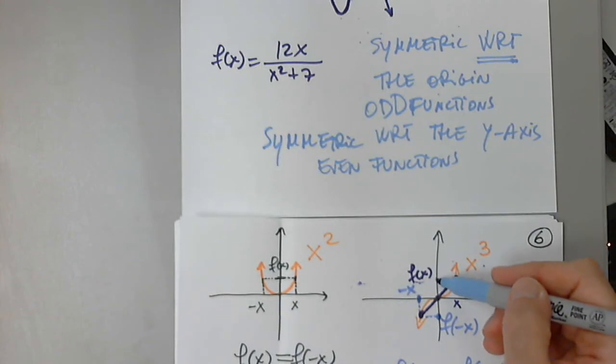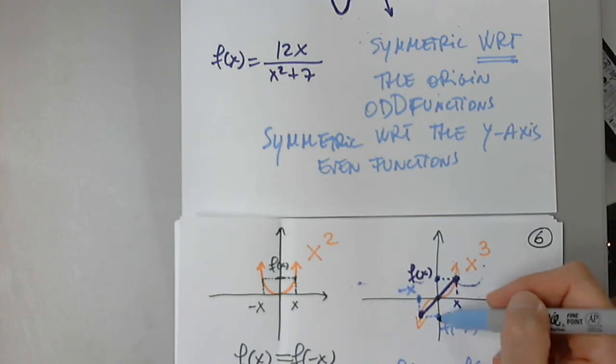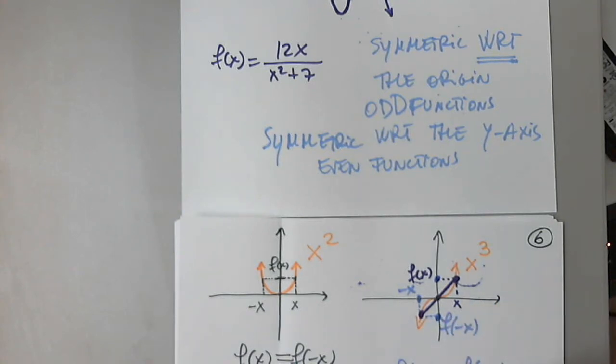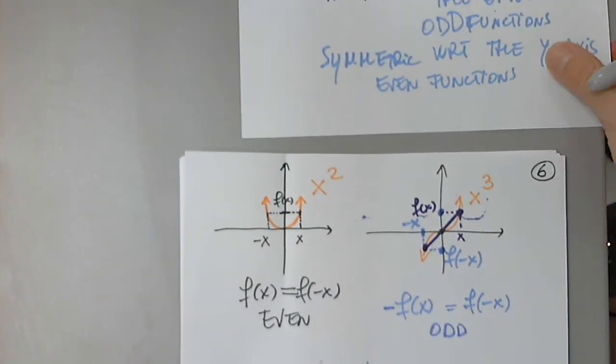So if this is 15, what is this? Negative. Right, exactly. So f of negative x is the opposite of f of x. That makes it odd. So these are the two relationships we need to keep in mind.